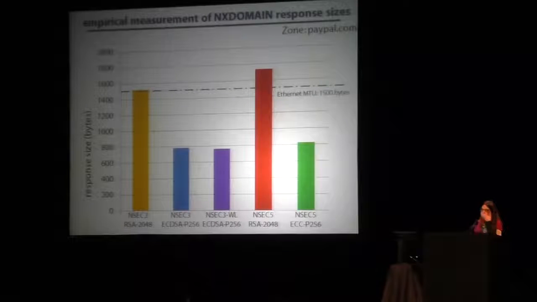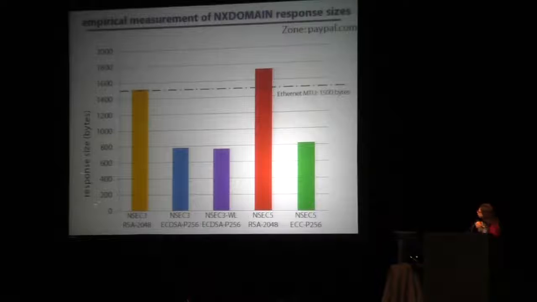Okay, so the first thing that I want to show you is the length of the responses. So let me just read to you this chart, and then I'll tell you why we care about this. So this is the response length in bytes. This is the length of an internet packet. And these are different versions. This is NSEC3 using RSA, NSEC3 using ECDSA. This is NSEC3 online signing using ECDSA, so these things are roughly the same. NSEC5 using RSA, and NSEC5 elliptic curves.